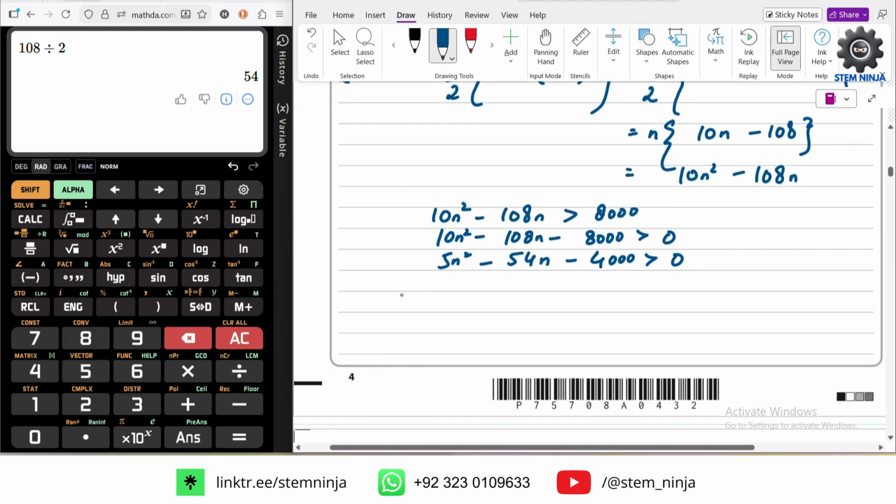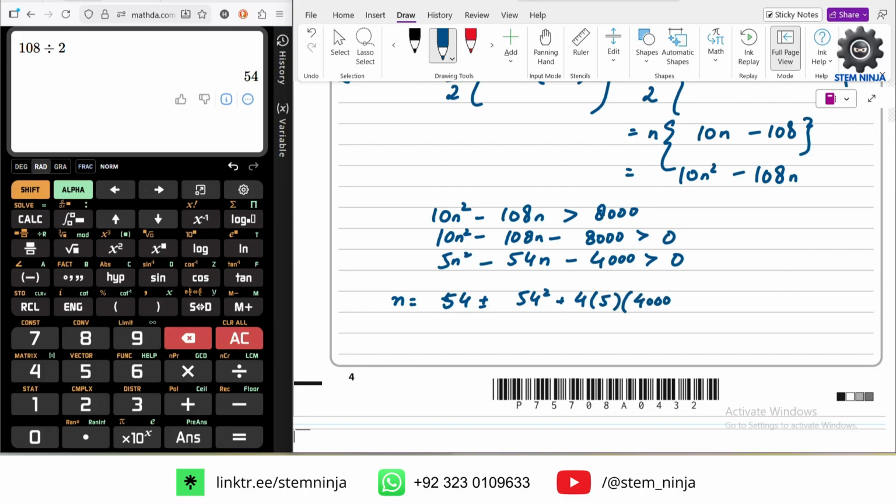Okay. Now we use the quadratic formula: minus b plus or minus the square root of b squared minus 4ac. So 4 times 5 times 4,000, whole under root, divided by 2 times 5, which is 10.